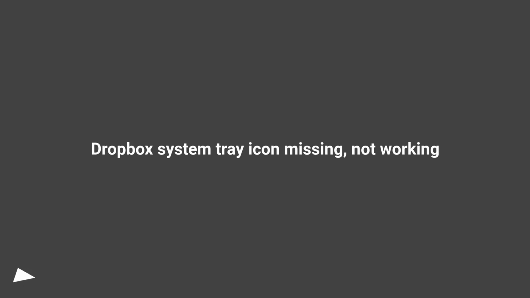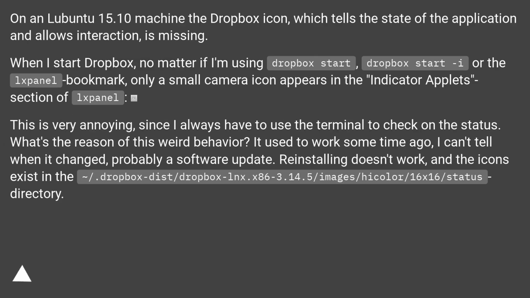Dropbox system tray icon missing, not working. On a Lubuntu 15.10 machine, the Dropbox icon, which tells the state of the application and allows interaction, is missing. When I start Dropbox, no matter if I'm using dropbox start -i or the Xpanel bookmark, only a small camera icon appears in the indicator applets section of Xpanel. This is very annoying, since I always have to use the terminal to check on the status. What's the reason for this weird behavior?